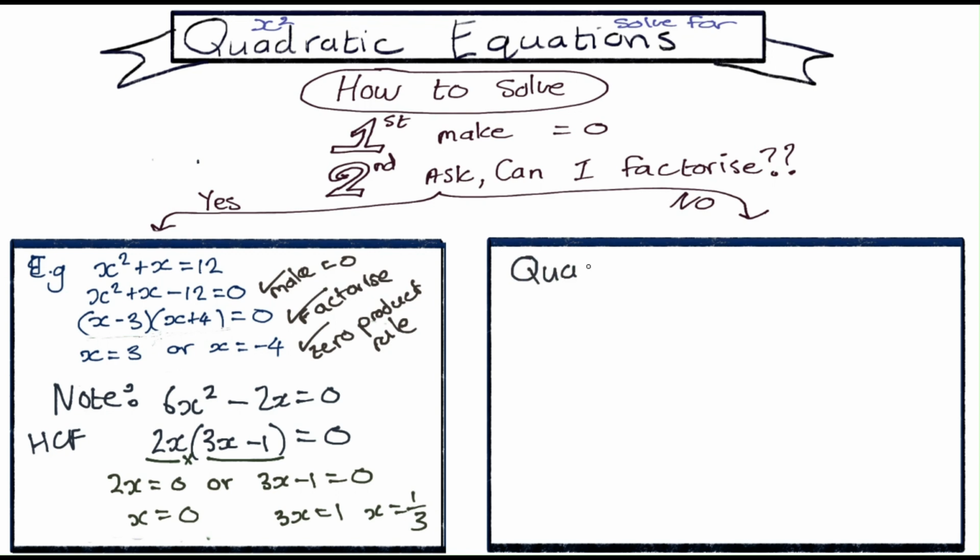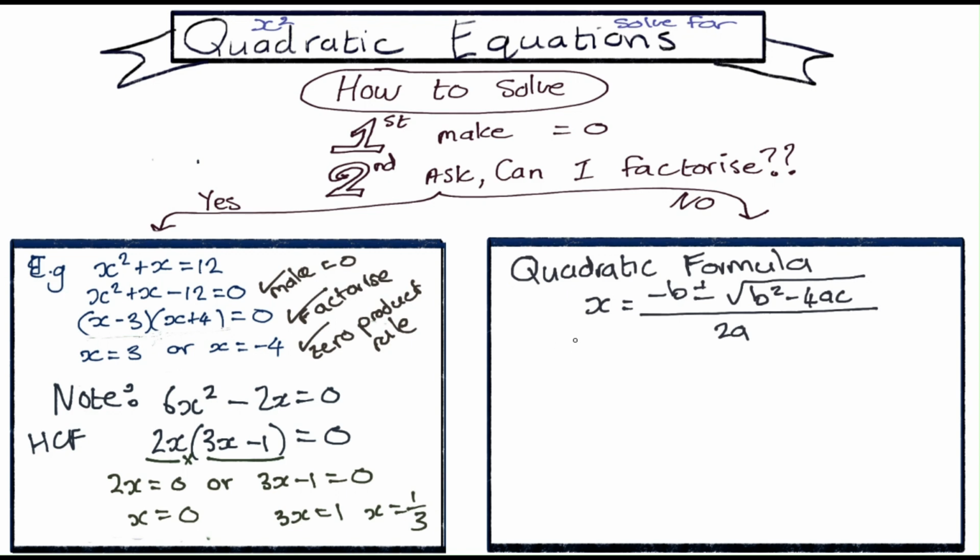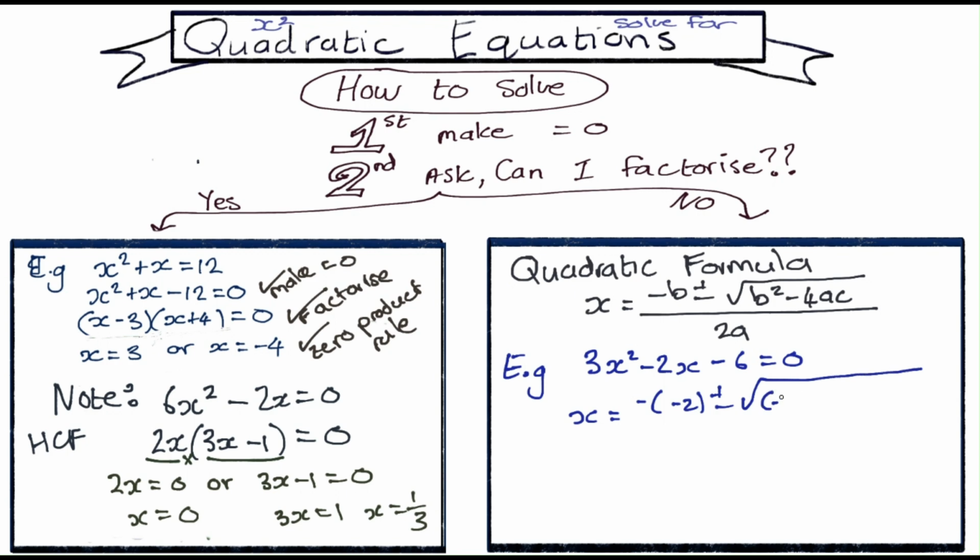But now, what if you can't factorize? Well, in that case, you're going to use the quadratic formula. If you're in South Africa, this will be on the formula sheet. It's the formula negative b plus minus the square root of b squared minus 4ac all over 2a, where, of course, a and b and c are your coefficients of your quadratic equation. And so let's look at an example. 3x squared minus 2x minus 6. First of all, you can make it equal to 0. Then you can see your coefficients nicely. Your a is a 3, your b is negative 2, and your c is negative 6.